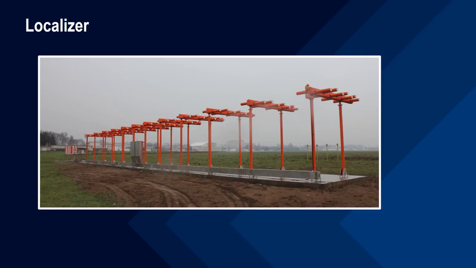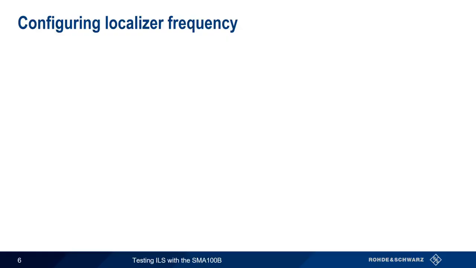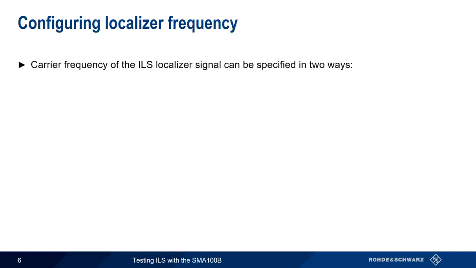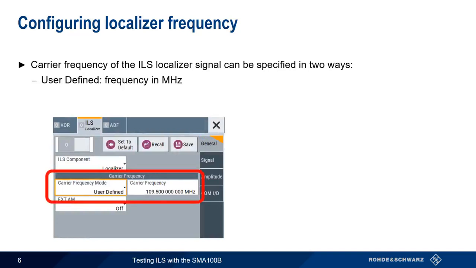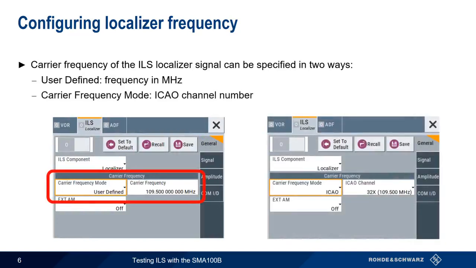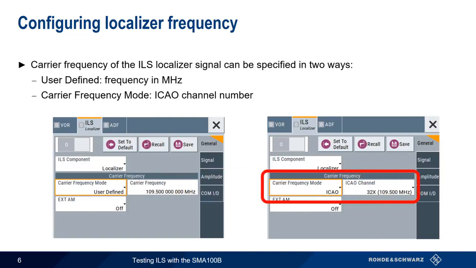Let's start with Localizer signal generation. Note that many of the concepts and terms used in Localizer signal generation are also used in Glideslope signal generation. The first step in configuring a localizer signal is specifying the localizer frequency. This can be done in two ways, either by directly specifying the frequency in units of megahertz, or by entering it as an ICAO channel number. Here, 109.5 MHz corresponds to ICAO channel number 32X.